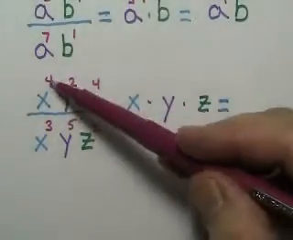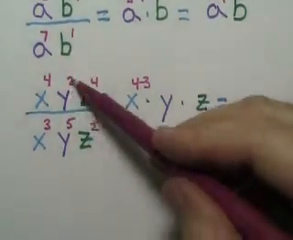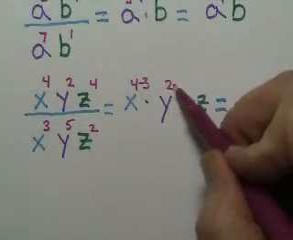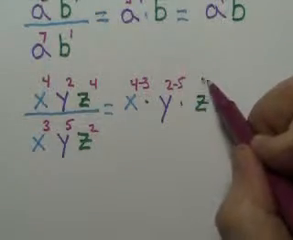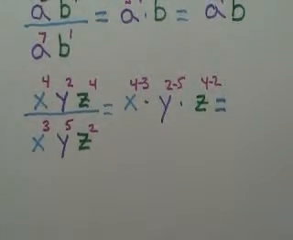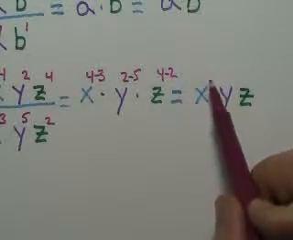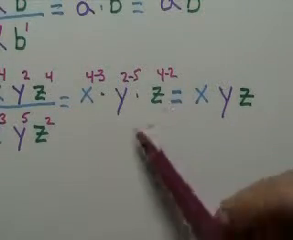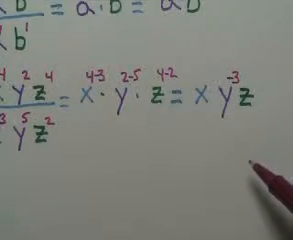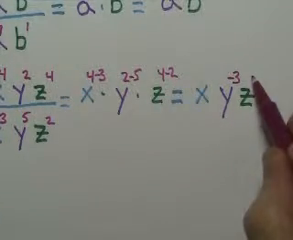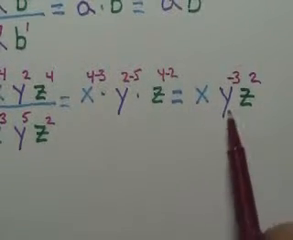So for my x's, I have 4 minus 3. For my y's, I have 2 minus 5. And for the z's, I have 4 minus 2. So for the x's, 4 minus 3 is just 1. You could put the invisible 1 or just leave it invisible. For y, 2 minus 5, that would be negative 3. And for the z, 4 minus 2, that's just 2. So again, no fraction bar.